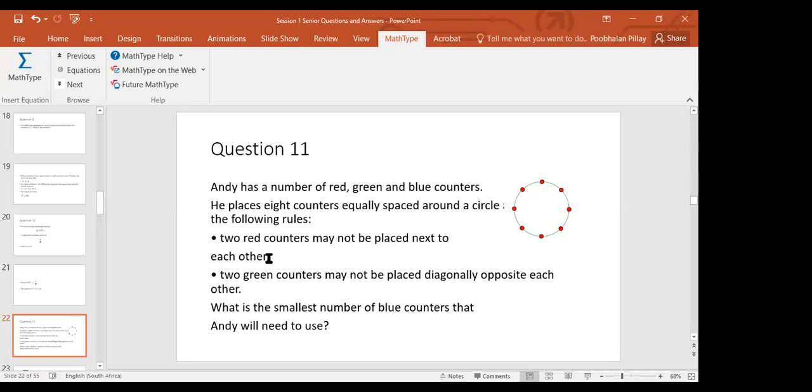But there are some rules. 2 red counters may not be placed next to each other. 2 green counters may not be placed diagonally opposite each other. And the question is, what is the smallest number of blue counters that Andy will have to use? This seems to be quite a complicated problem. So let's see what we can do with this.